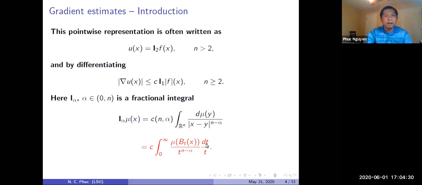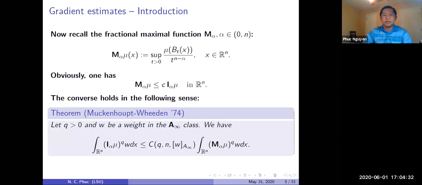Another operator that I want to consider in this talk is the so-called fractional maximal operator, M alpha, where alpha is between 0 and n. It is defined very similarly to the maximal operator, but here you divide only by t to the power n minus alpha. In the case when alpha equals 0, this is exactly the maximal function.